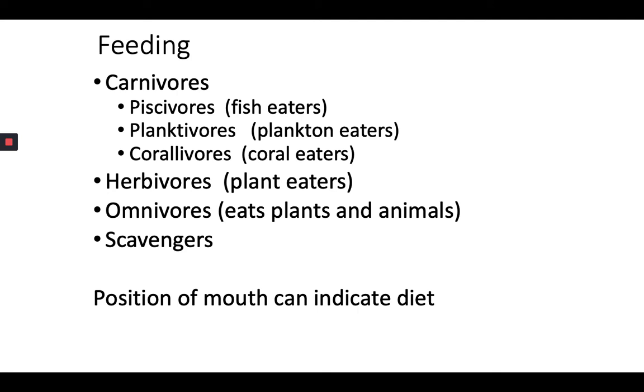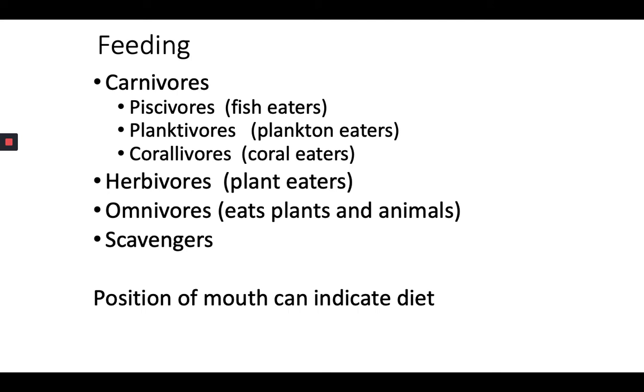There's different types of feeding in fish, and there's some fish that are carnivores, and then there's many different types of carnivores, and they're labeled depending on what they eat. So piscivores eat fish, planktivores eat plankton, and corallivores eat coral. We will explore pictures of some of the fish and see some of the different ones here.